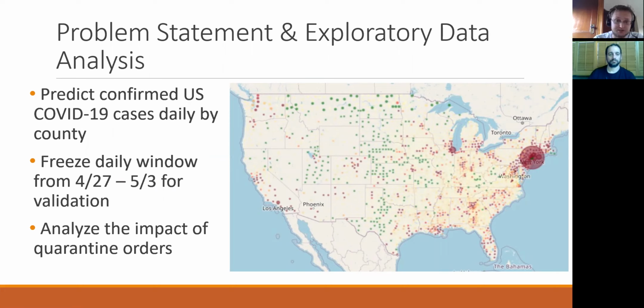In addition to prediction, we gathered data on quarantine orders issued at the state and county level in an attempt to analyze their impact on prediction. We ran a variety of clustering methods like k-means and DBSCAN.